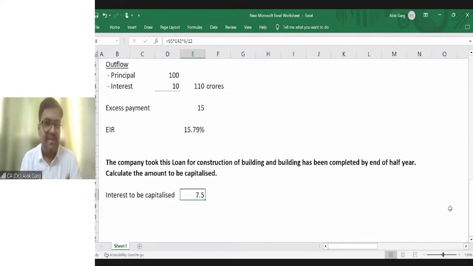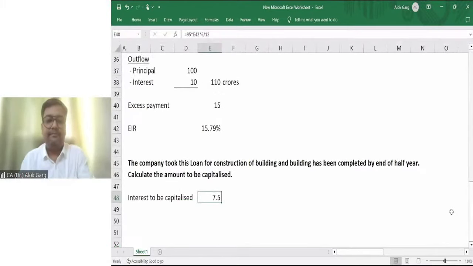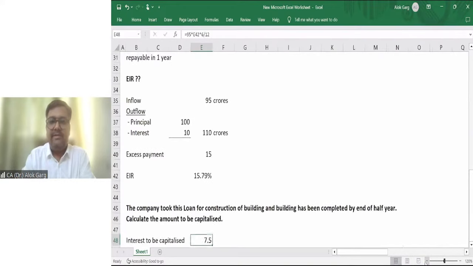Or simply, you can see in this case the full year effective interest payment is 15 crore. So what will be the cost for half year? It is 7.5 crore. As simple as that. Right, friends? It is 7.5 crore. Is that clear?